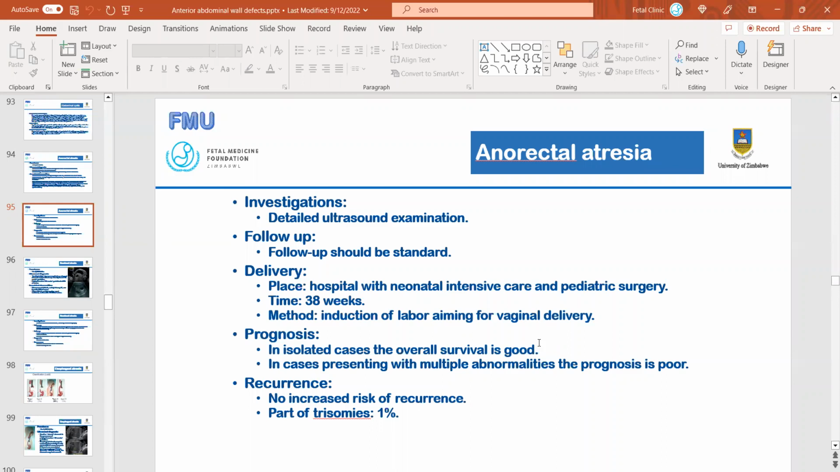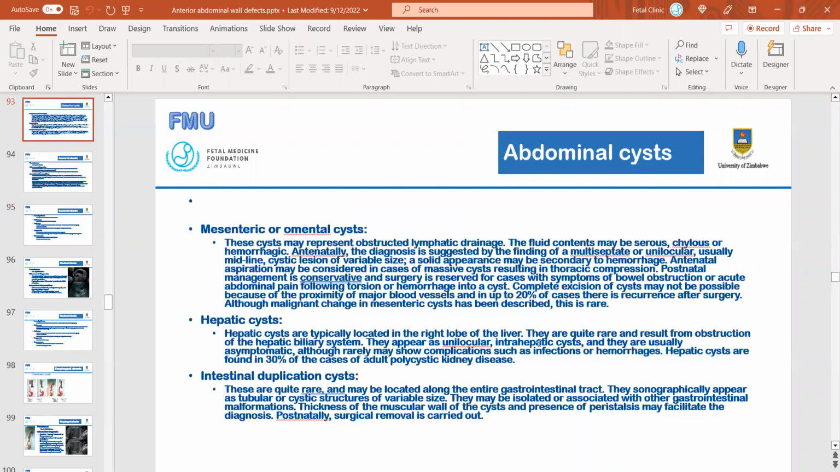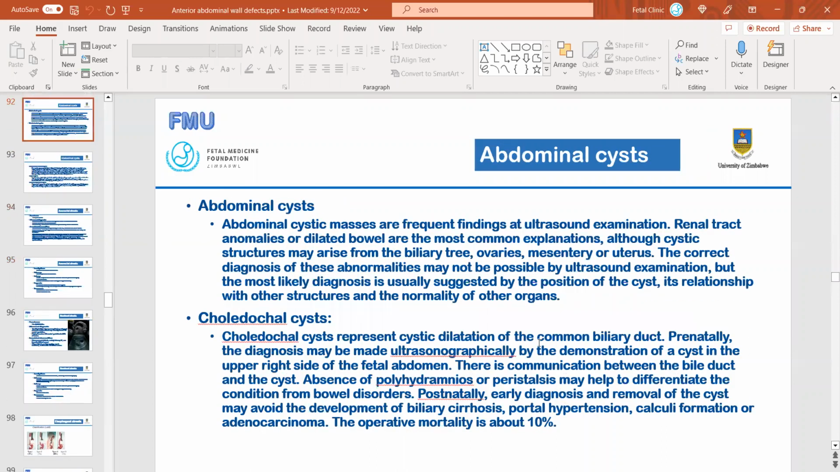Let me just go back to the cysts and summarize them a little bit, because there are a number of cysts we can see. Then abdominal cysts. The cysts may vary, but they could be renal in origin, or it could be just bowel. But we could also have cystic structures arising from the biliary tree. We can also have an ovarian cyst and or mesenteric cyst, or the uterus may, in very rare circumstances, become cystic due to some form of hematocolpos in the uterus, but this is not common.